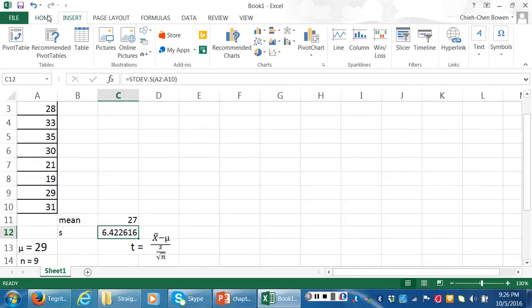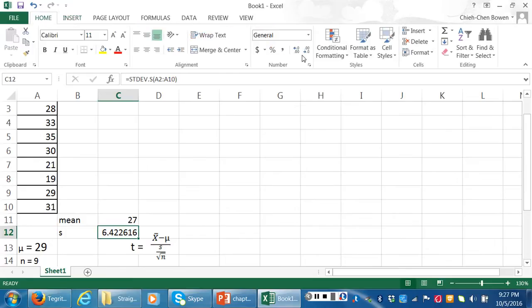Okay, so this is 6.4. It might have too many places after the decimal, so we can decrease it a little bit. 6.4 would be enough. Okay, so the sample mean is 27, and the sample standard deviation is 6.4.